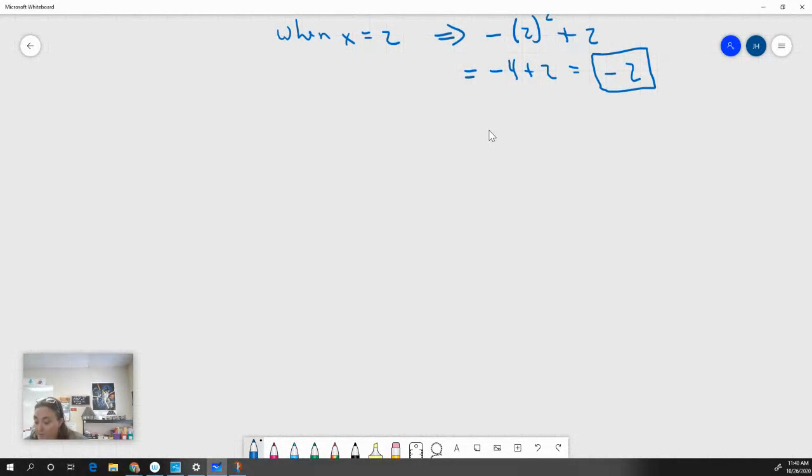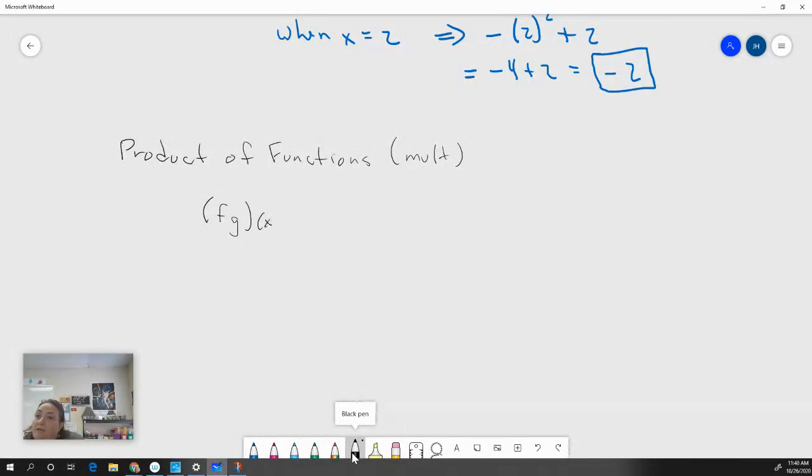So now that you are back from that, we're going to talk about the product. We've talked about the sum, which is addition, and we've talked about the difference, which is subtraction. Now we're going to talk about the product, which is multiplication. So the product of functions is multiplication. And we're saying that f times g of x equals f of x times g of x, right?